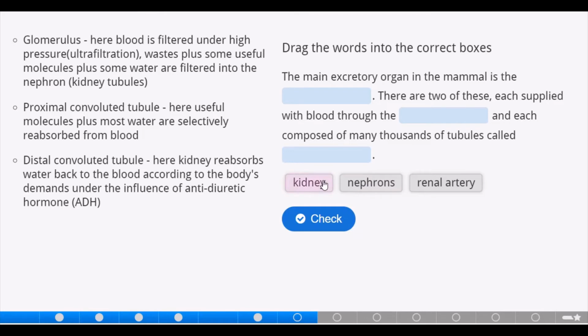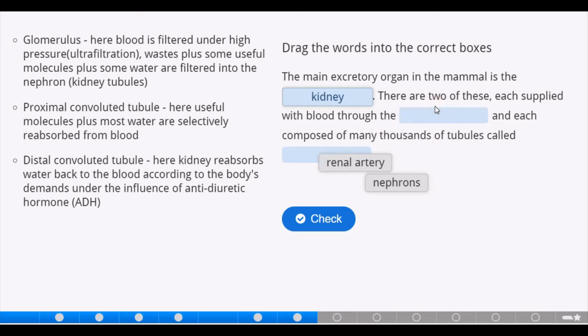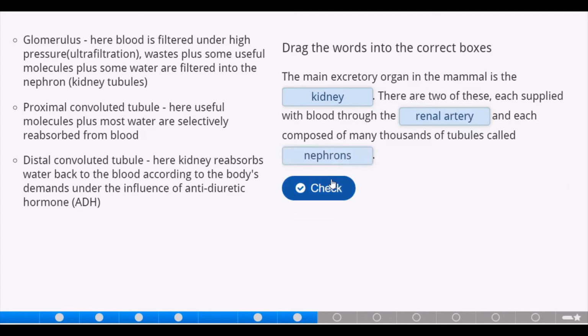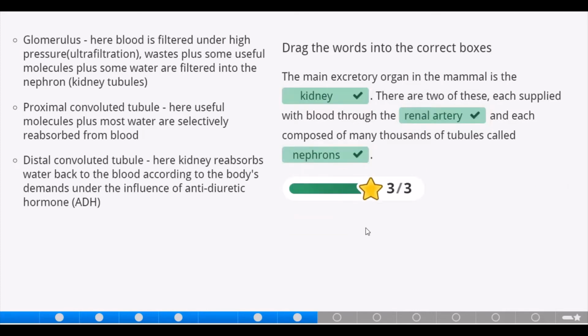The main excretory organ in the mammal is the what? Kidney. There are two of these, each supplied with blood through the renal artery, and each composed of many thousands of tubules called nephrons.